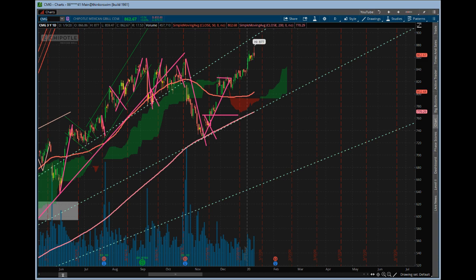But failed to do anything stellar, right? So, again, main thing, this is your last level right here. Failed to close above that. Obviously, it's going to be a key one for it to build above.